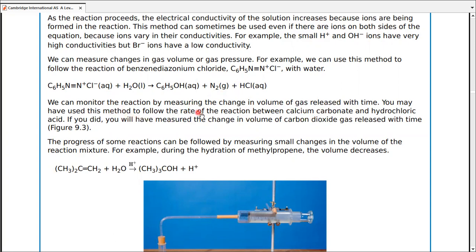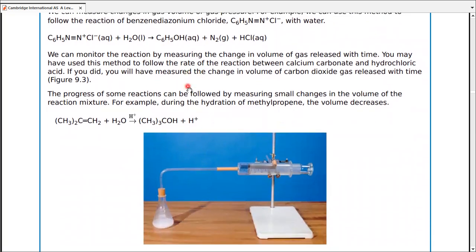You may have used this method to follow the rate of reaction between calcium carbonate and hydrochloric acid. In that case, carbon dioxide gas is produced. So remember, if a gas is a part of reactants or products, only then this method can be used. So there you go, the limitations of this process.